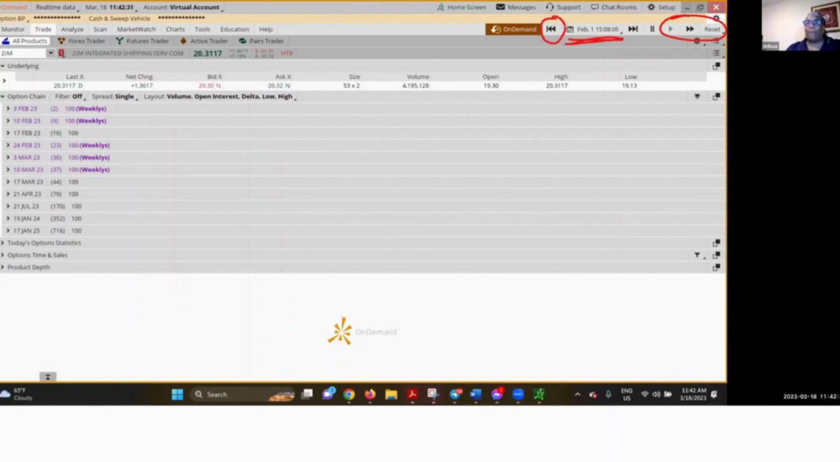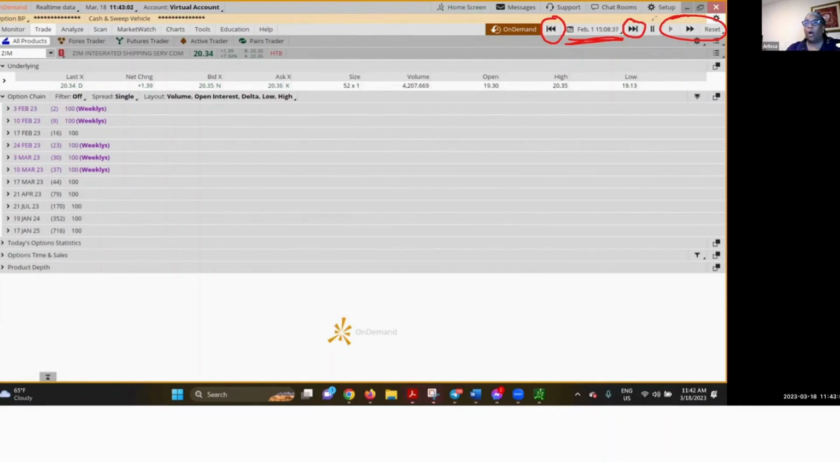If you just want to go back in time 10 minutes, this double back arrow with the line will jump you back 10 minutes. If you want to move forward 10 minutes, this forward arrow with the line will move you forward 10 minutes. Basically what it says is this whole environment we're looking at is February the 1st at 3:08 in the afternoon. You see, it's in military time. So this to the left moves you back 10 minutes. This to the right moves you forward 10 minutes.